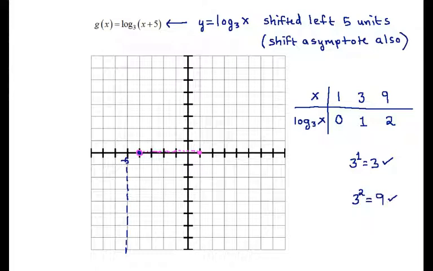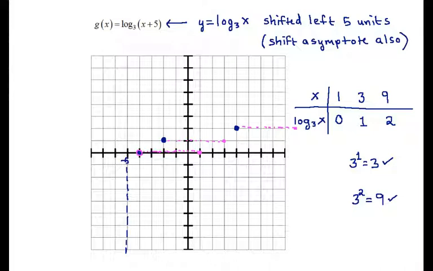So these are points that are on the original log graph before it's shifted. So let's go ahead and just lightly plot those. 3, 1, and 9, 2 would be way out here. Now I can shift each of those points left 5 units to get a point that is on the graph of my shifted log. So I have one here and one here.